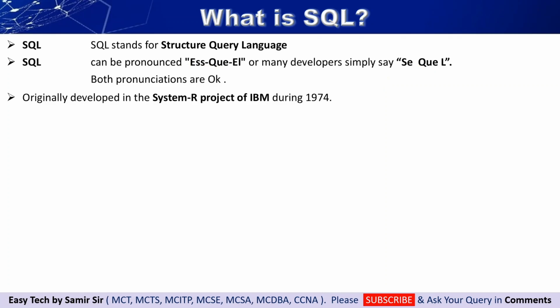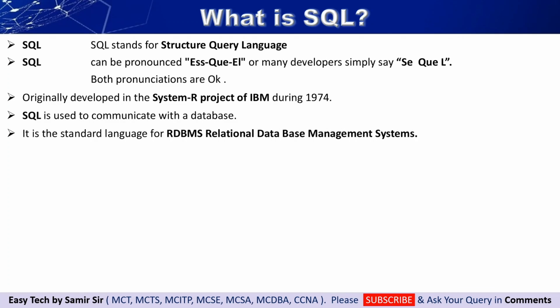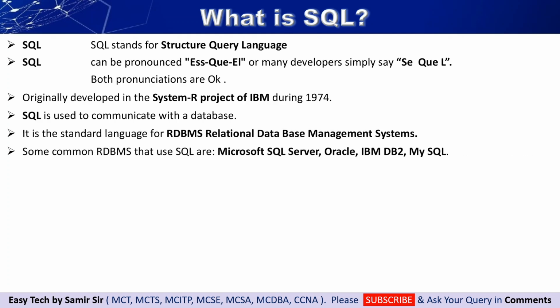Originally, SQL was developed as a part of the System R project by IBM during 1974. It's used to communicate with the database. Now, the standard language for RDBMS is SQL. So RDBMS use SQL to communicate with their databases. Some common examples of RDBMS are Microsoft SQL Server, Oracle, IBM DB2, MySQL, SAP HANA, and likewise.